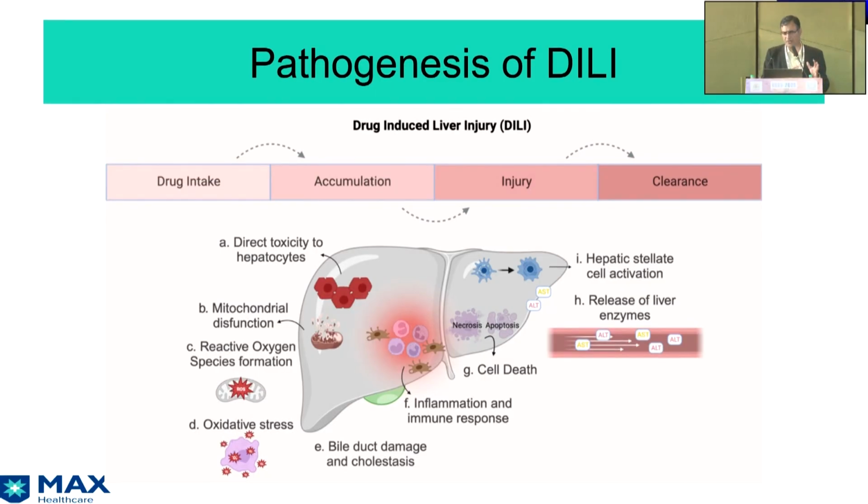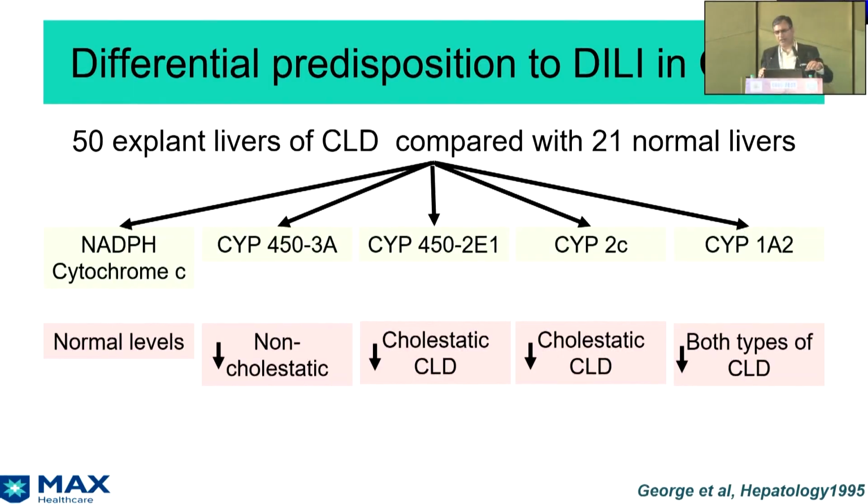A number of molecular mechanisms lead to this: direct hepatotoxicity, mitochondrial injury, reactive oxygen species, and inflammation, leading to cell death, apoptosis, necrosis, and ultimately fibrosis. But the most important myth which needs to be busted is that most people think that once a patient has CLD, that person is always predisposed to DILI, but that is not true. There is a differential predisposition to DILI in different CLDs.